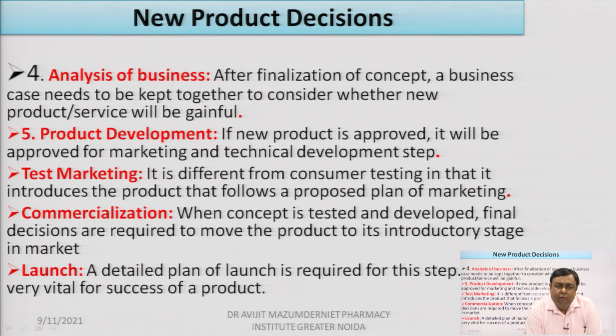Now, whenever you are developing a product, particularly in the R&D sector, in the production area, if the new product is developed, it will be approved for marketing and technical development stage. That is, technically you have to develop the product.